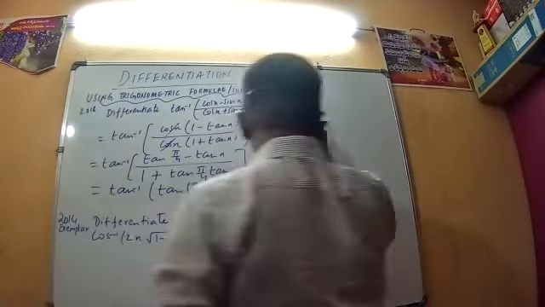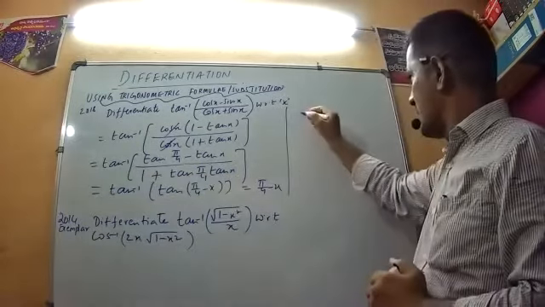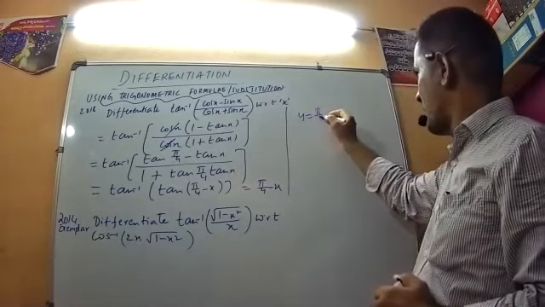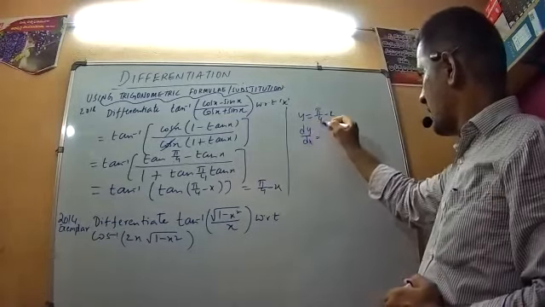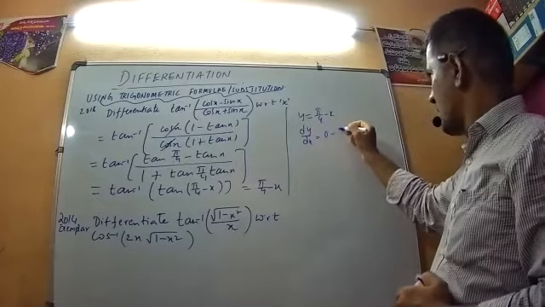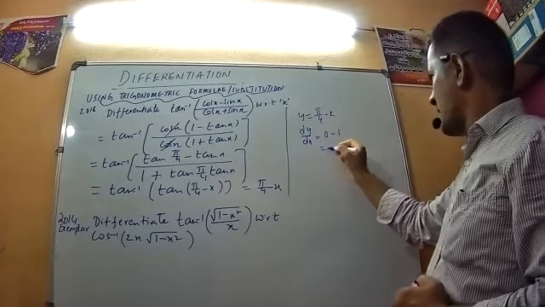If you differentiate this with respect to x, so y is equal to pi by 4 minus x. Dy by dx will become, derivative of constant is 0. Derivative of x is 1. Finally, it is minus 1.